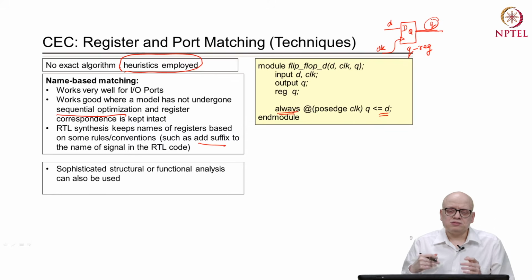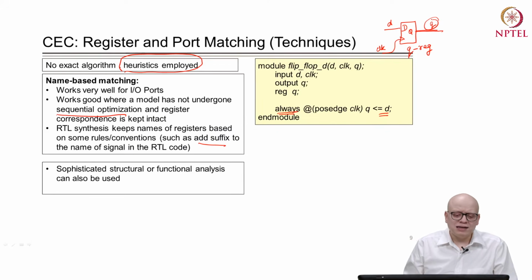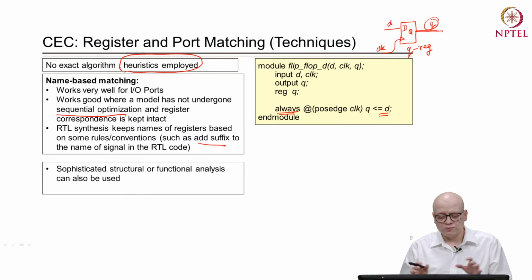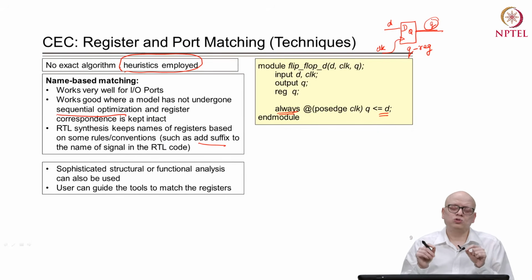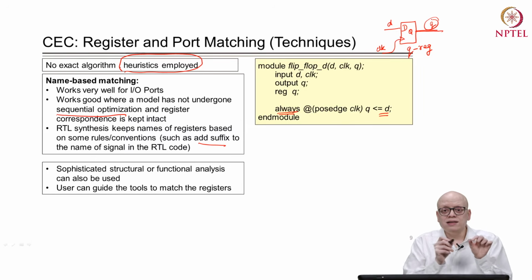So, in some cases this name-based matching may fail. In that case, the tool can use some structural or functional analysis also to do a kind of matching between flip flops and ports. Additionally, these combinational equivalence checking tools have some mechanism through which we can say that, okay, this flip flop is being matched to this, right.